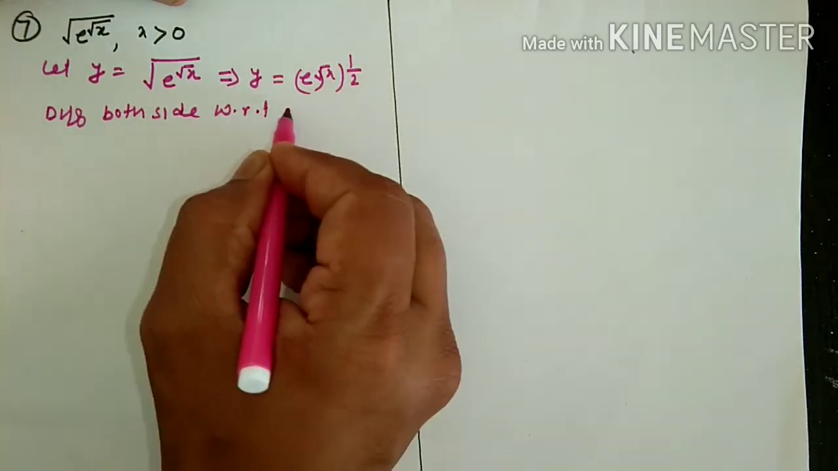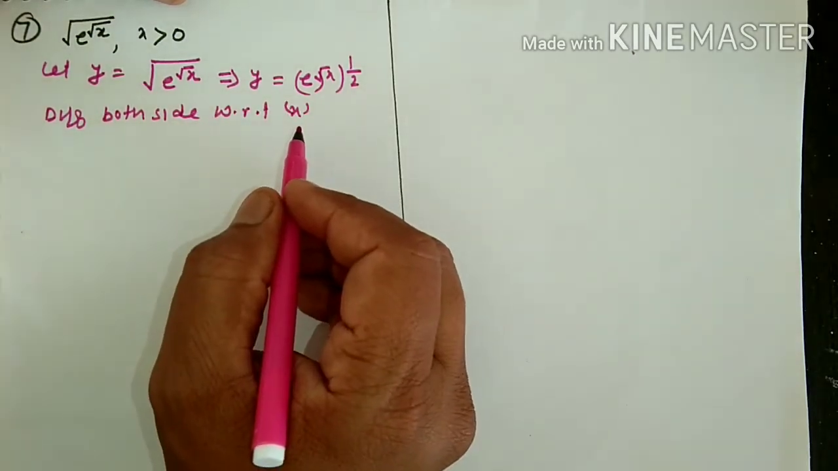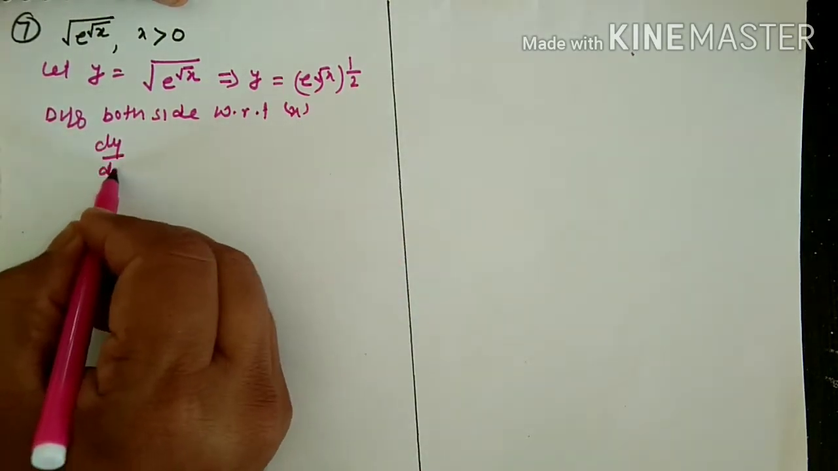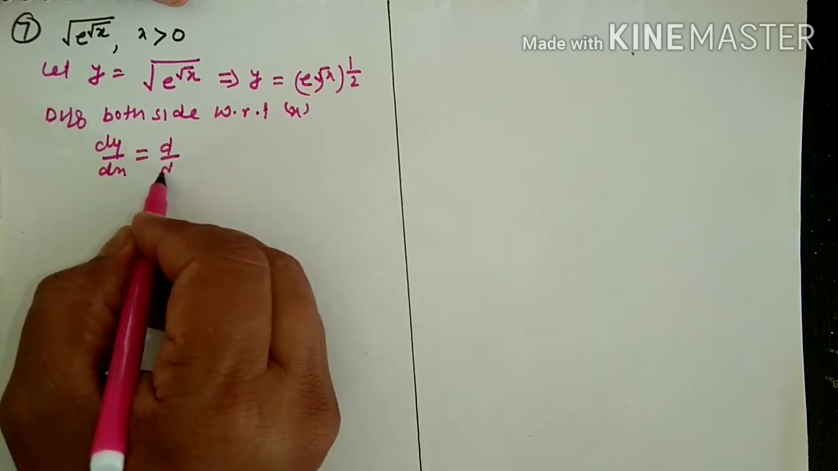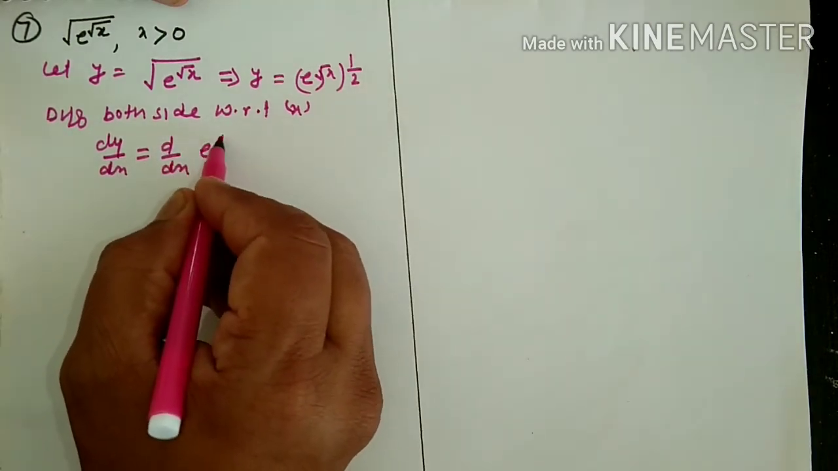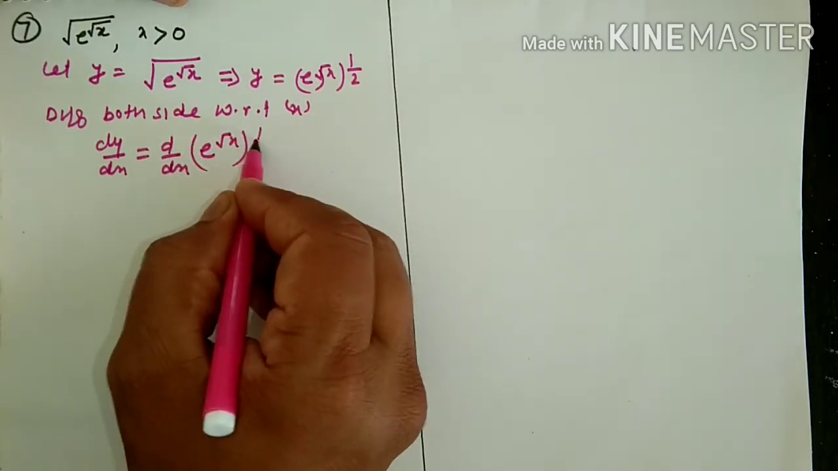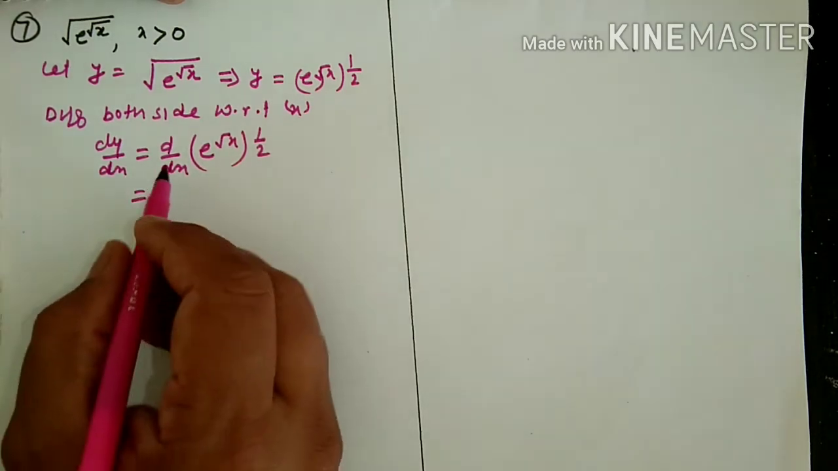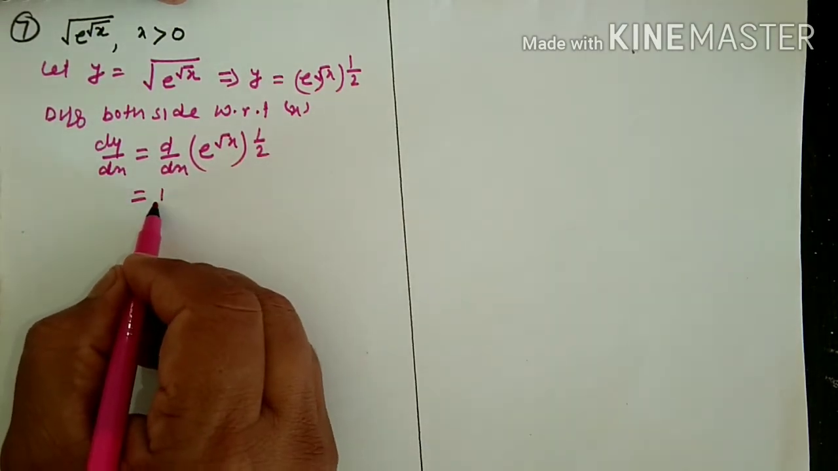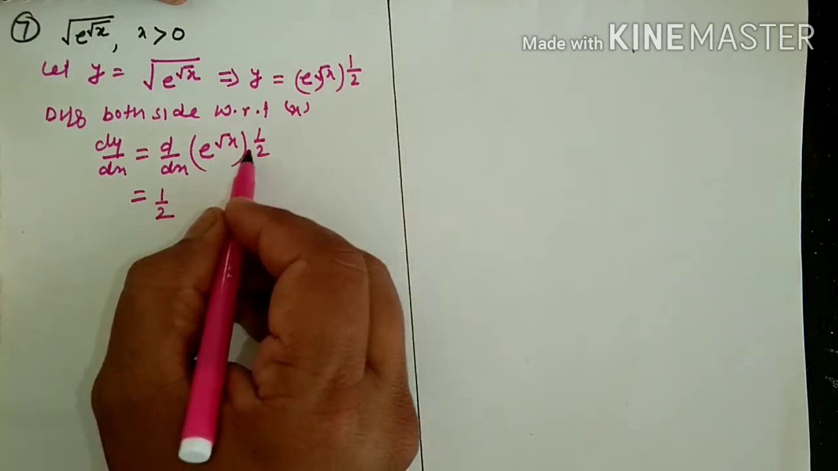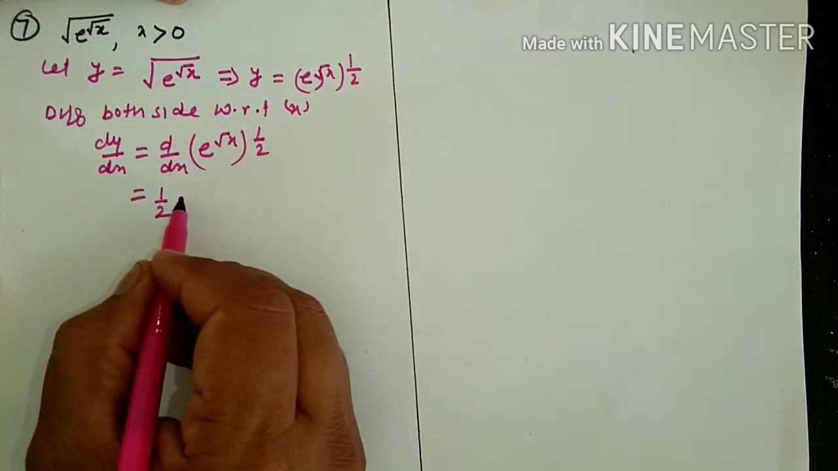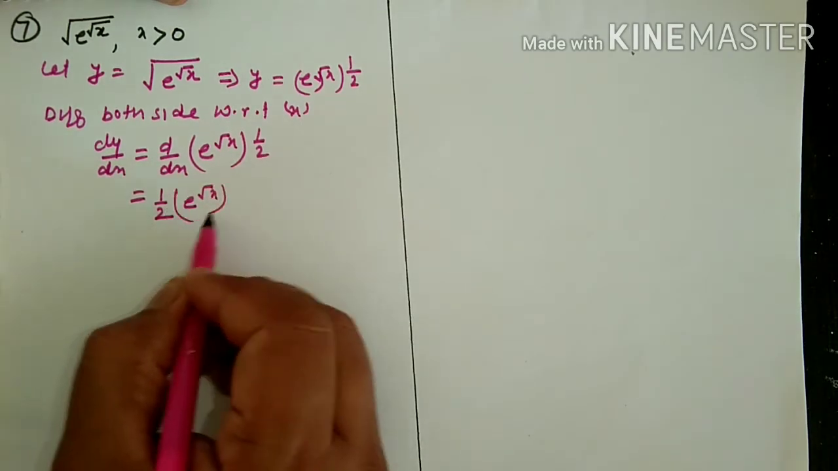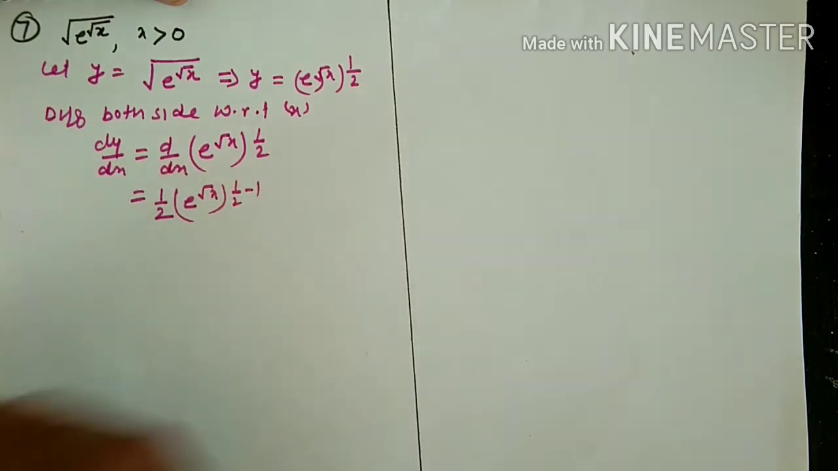with respect to x. So if we differentiate both sides with respect to x, we get dy upon dx is equal to d upon dx of e to the power root x and its whole power is 1 upon 2. Clear? So we can write it as 1 upon 2 differentiation of e to the power root x, whole power 1 upon 2. So e to the power root x, to the power 1 upon 2 minus 1. Clear?